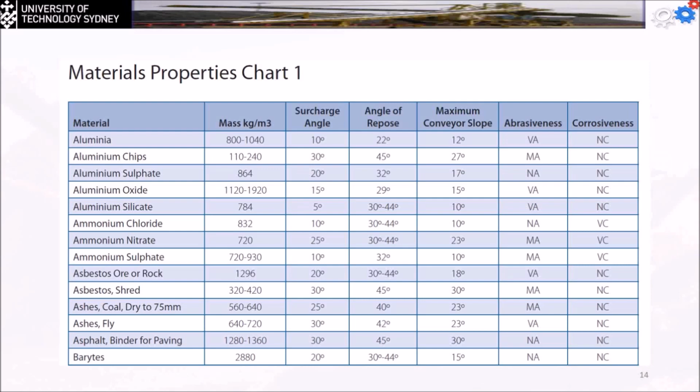So let's write down here that the density is about 832 kilograms per cubic meter, or 0.8 ton per cubic meter. The angle of repose here is between 30 to 44 degrees. It's a very big range, no? Because if you want to write the material code, which one will you choose? Well, that depends on what.